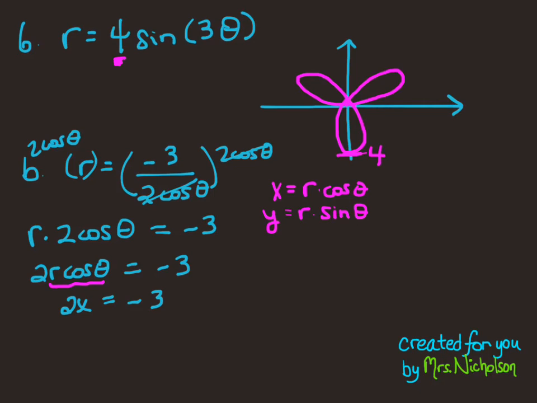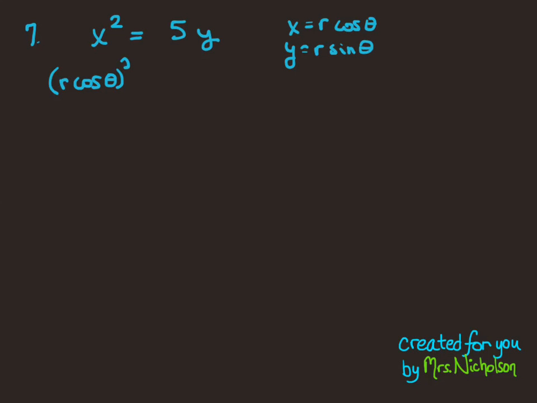Final question here on our review, question number 7, is asking us to take a rectangular equation and convert it to polar. So I have x squared is equal to 5y. Now we have our same conversion formulas. X is equal to r cosine theta, y is equal to r sine theta. And those are the formulas that I'm going to use. For x, I'm going to plug in r cosine theta, but that needs to be squared. And then on the other side, 5 times, and instead of y, I'm going to plug in r sine theta.